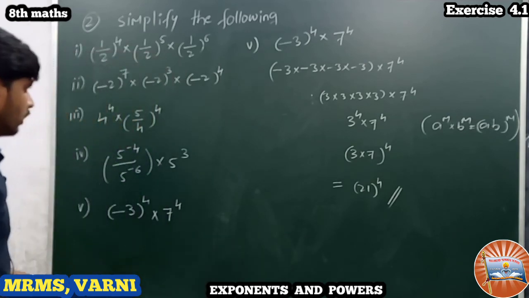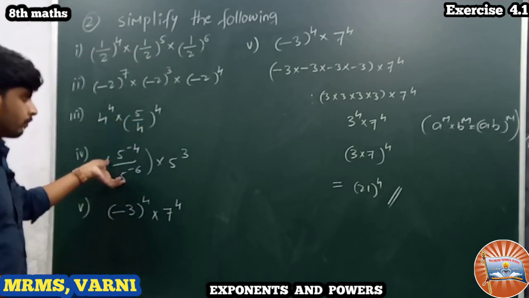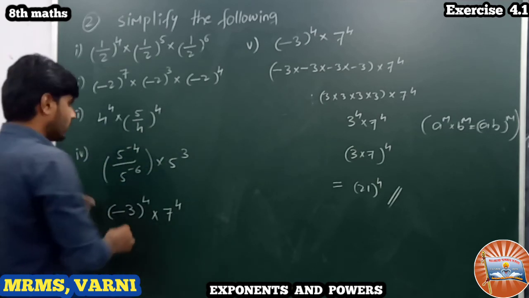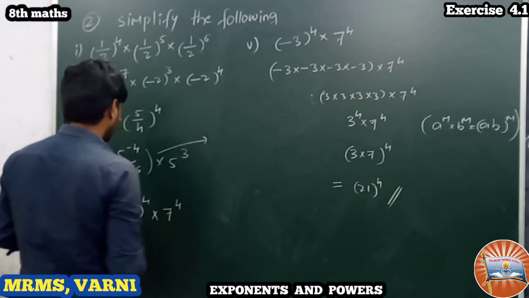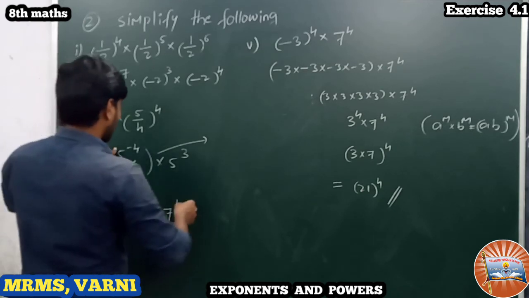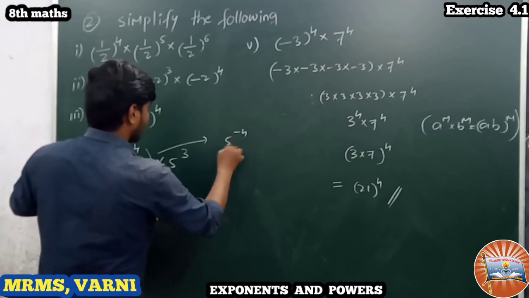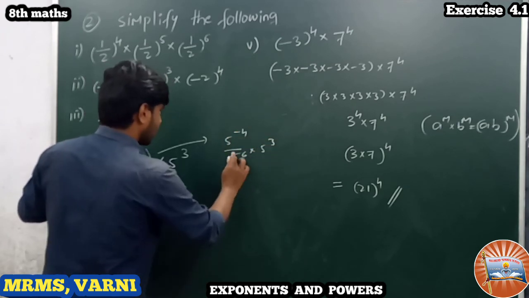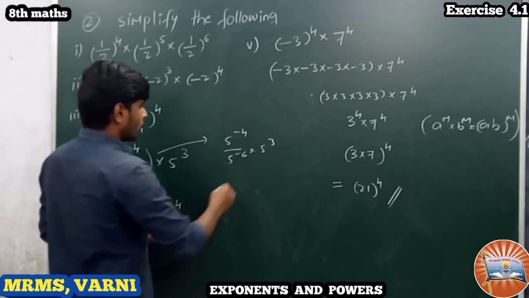Okay, look here. In the fourth problem, we have done a long method. Instead of that, we can simply write. So I am going to solve here. It is 5 power minus 4 by 5 power minus 6. We can simply cancel here. 5 power minus 4 by 5 power minus 6 into 5 power 3 is there. This is a given question.